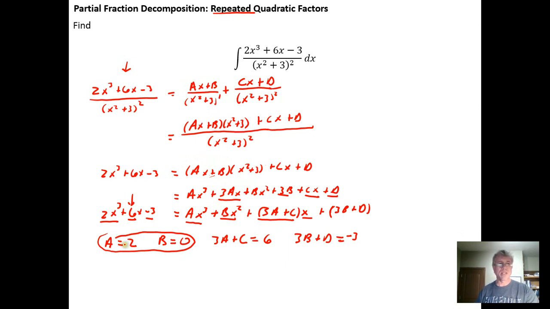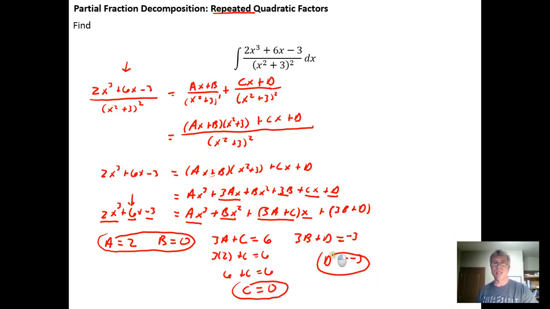We can start plugging these values for a and b into the other two equations. So a is equal to 2, says 3 times 2 plus c needs to equal 6. 6 plus c needs to equal 6. Subtract 6 from both sides. We see c has to be 0. And over here, b has to be equal to 0. So 3 times 0 is 0 plus d equals negative 3. d must be negative 3.